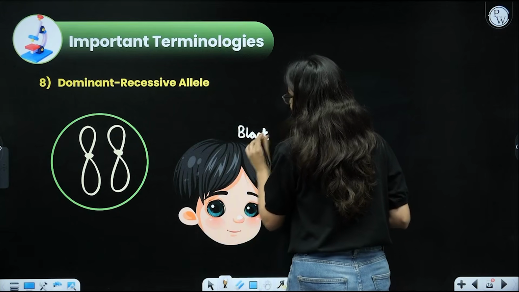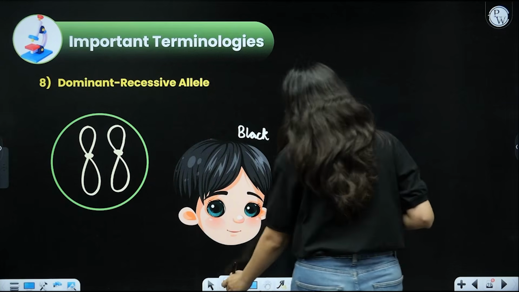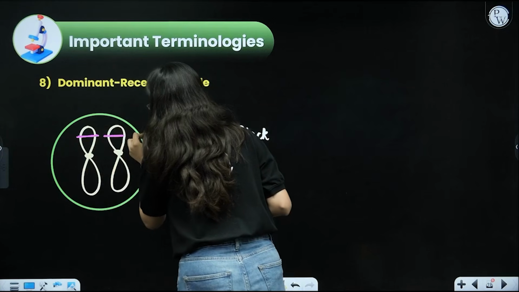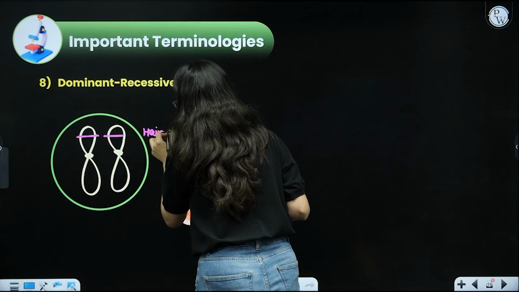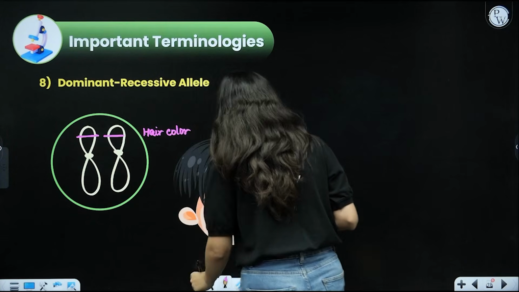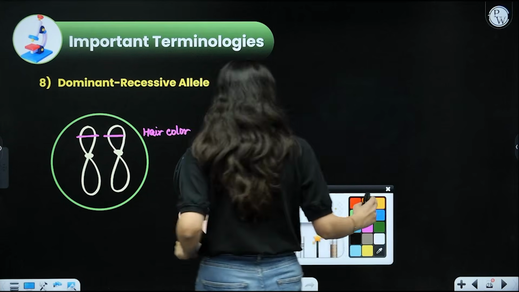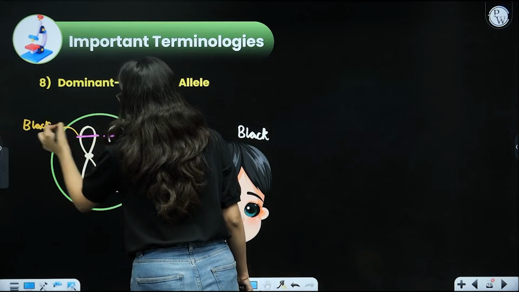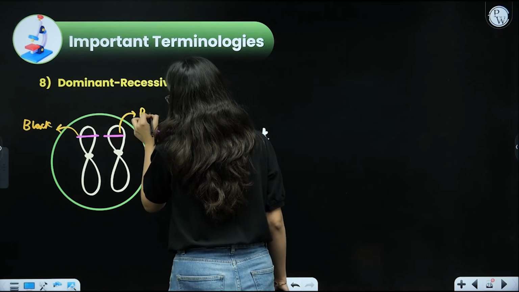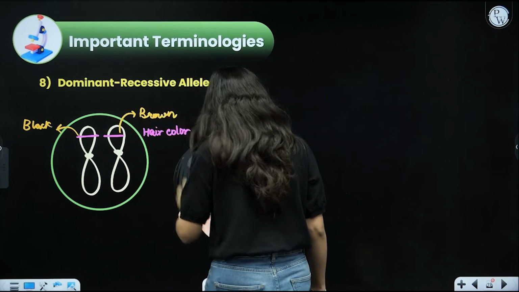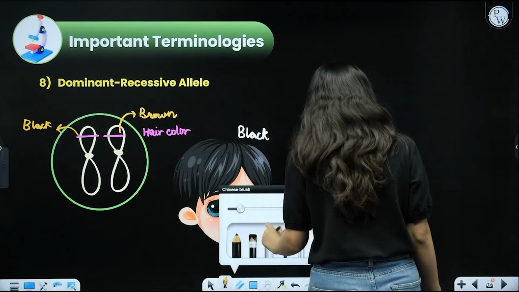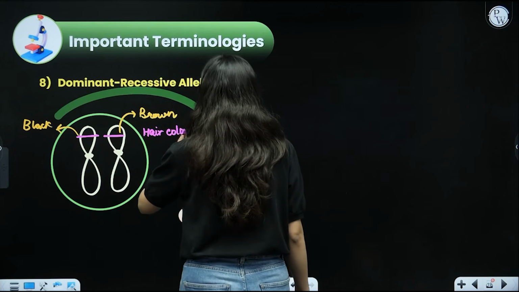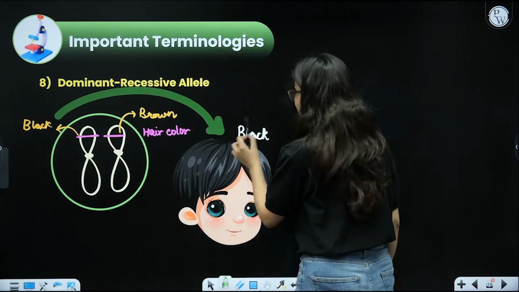His hair color over here is black. Now, if we go back and see his gene combination, over here is the gene for the hair color. One allele says that the hair color has to be black, and the other allele says that the hair color has to be brown. And surprisingly, over here you see that the child's hair color is actually black in nature.